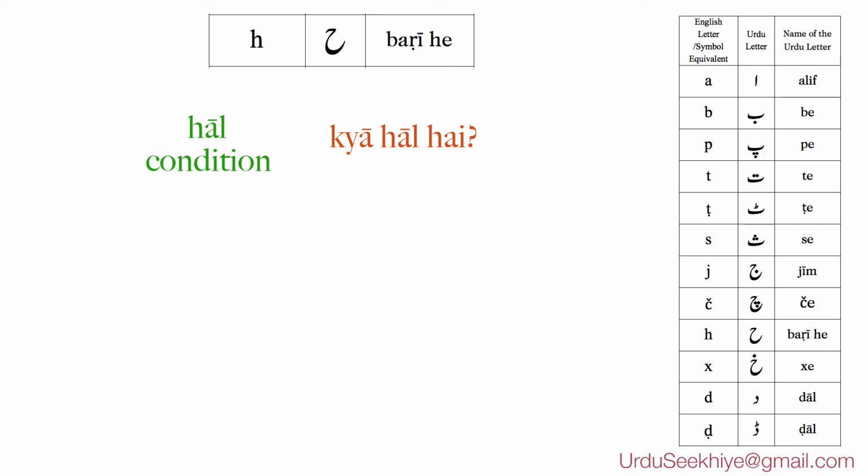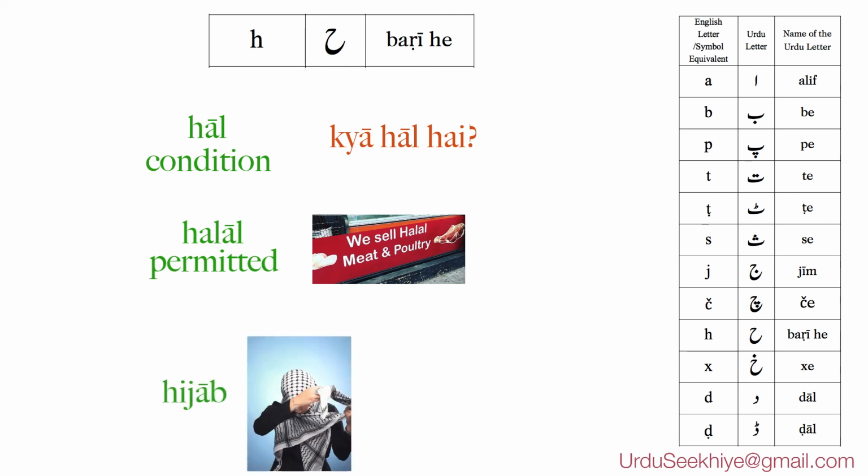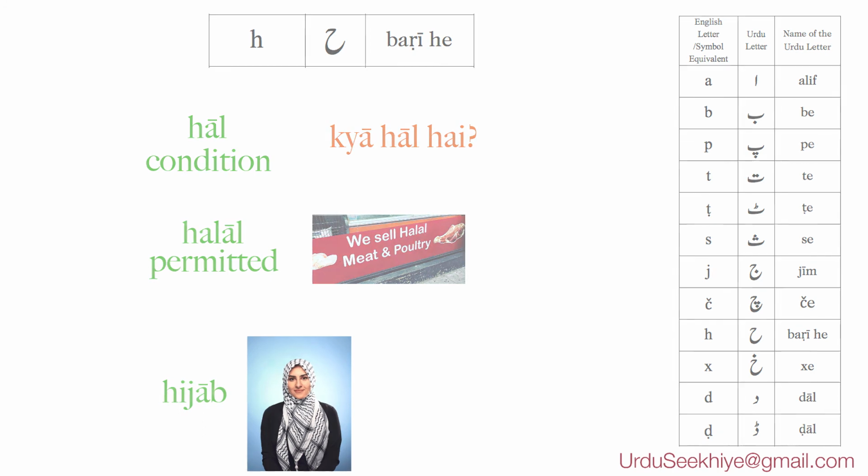Next word. I'm sure you often hear or see the word halal. Halal means permitted or lawful. It can be applied to any aspect of life, but we most often hear it referred to when speaking of meat. So you'll often see halal in restaurants or butcher shops that are run by Muslims. Final word, hijab. So this is a hijab.